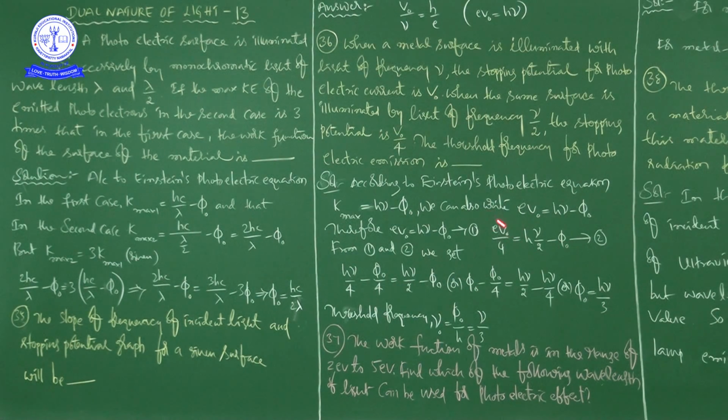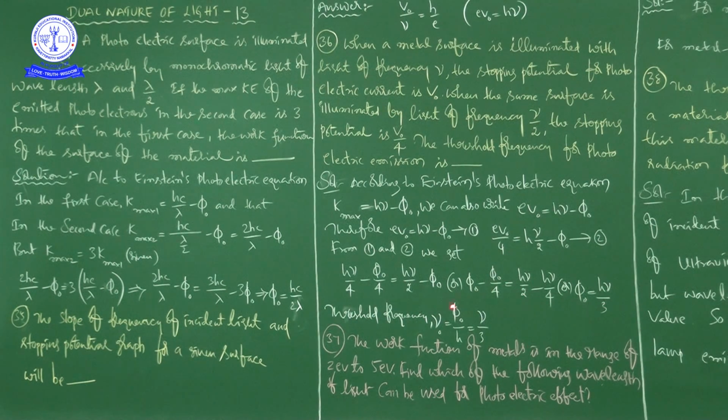Here, in place of e V naught, we are writing this value, because from 1 and 2, h nu by 4 minus phi naught by 4 is equal to h nu by 2 minus phi naught. So phi naught minus phi naught by 4 is equal to h nu by 2 minus h nu by 4.